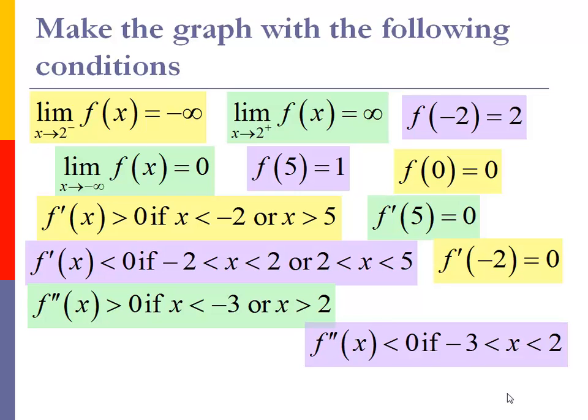You start with a function, you take its derivative, you take the derivative again to get the second derivative, you find out when the first derivative is equal to 0. You then find out when the second derivative is equal to 0. And then you find out when the first derivative is positive and when it's negative, and you find out when the second derivative is positive and negative.